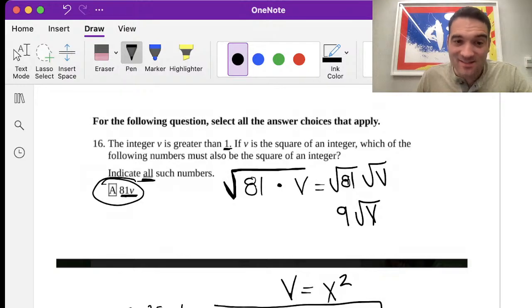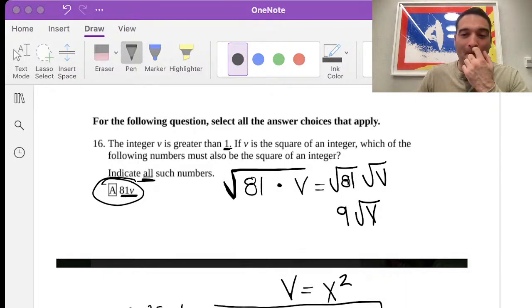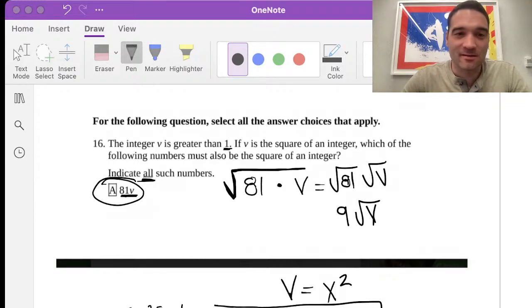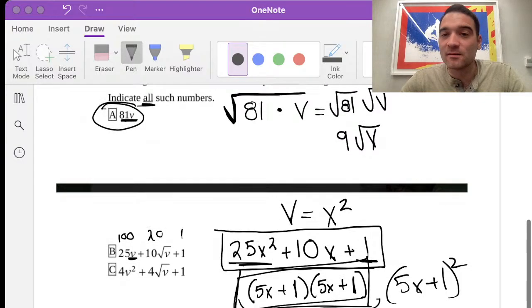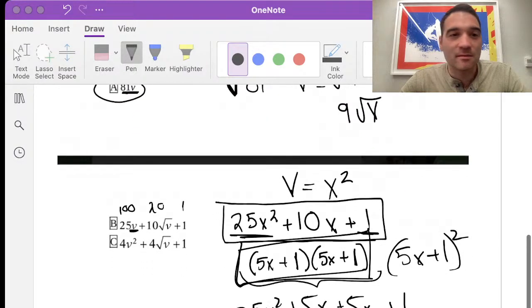Well, this number right here is a square. It's 5x plus 1 squared. Oh, I'm sorry about that. I'm so sorry. I was talking all that time there. Yeah, let me do this.